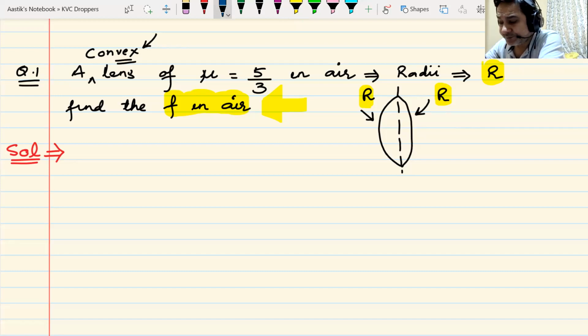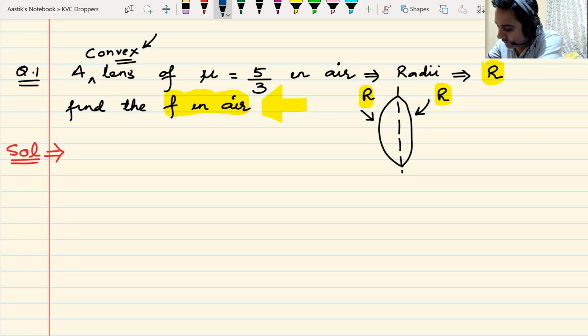Anyone with an answer? f is equal to 3r by 4. 3r by 4 is the answer I have got. Let us check whether this answer is correct or not. This thing has malfunctioned, okay, I will just correct it. Machines give you trouble sometimes.